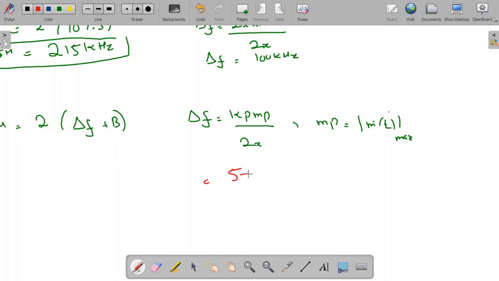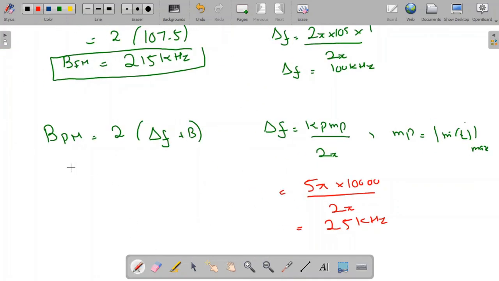So Kp is equal to 5 pi multiplied by 10,000 divided by 2 pi, which comes out to be 25,000, so 25 kilohertz. Then I do the replacement in the equation for the phase modulated wave. So this comes out to be 2 into 25 plus 7.5, which comes out to be 65 kilohertz.